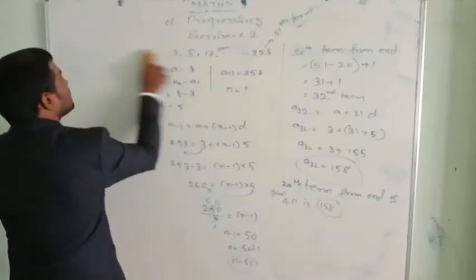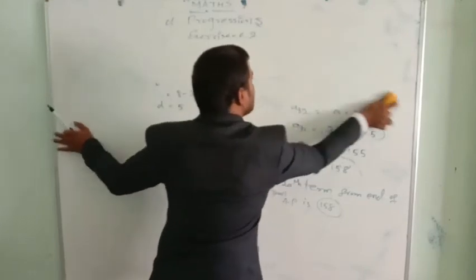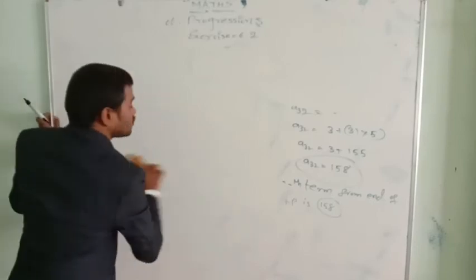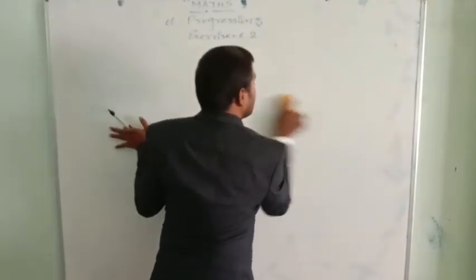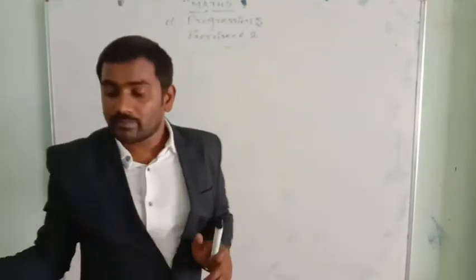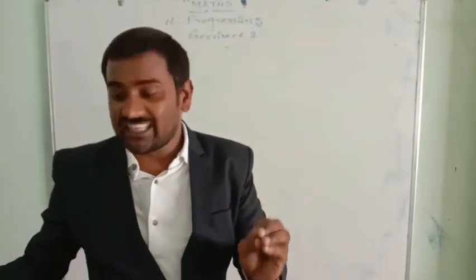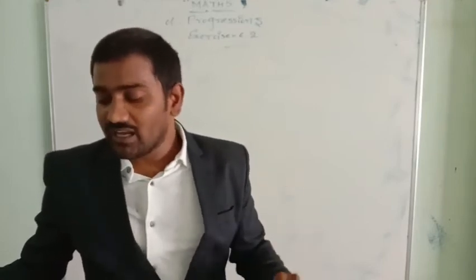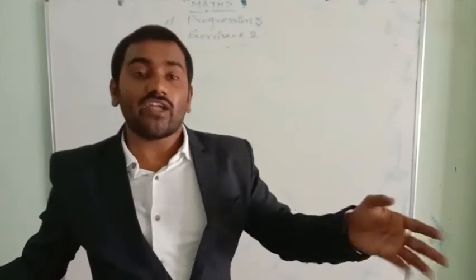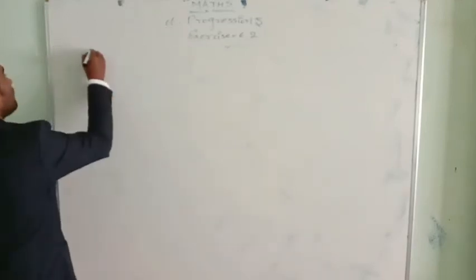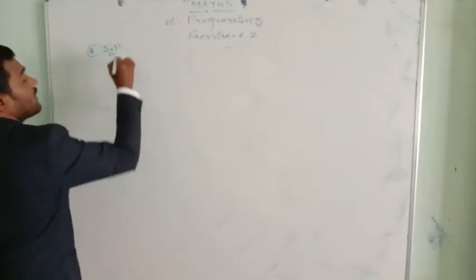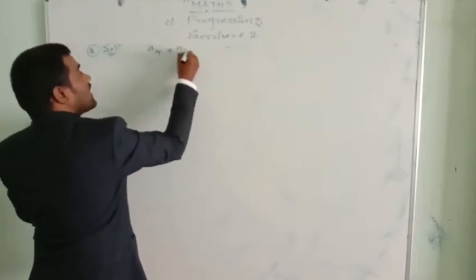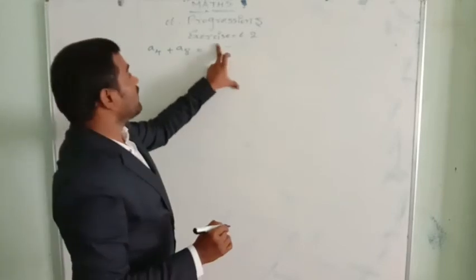Now next, 16th and 17th, very easy. The 16th one you can do by reading itself. When you read the question, you can understand what it asks and how to solve the problem. The 16th question: the sum of the 4th and 8th term of an AP is 24 and the sum of the 6th and 10th term is 44. Find the first 3 terms of the AP. Simple. So first, what is given? The sum of the 4th and 8th term: A4 plus A8 equals 24.